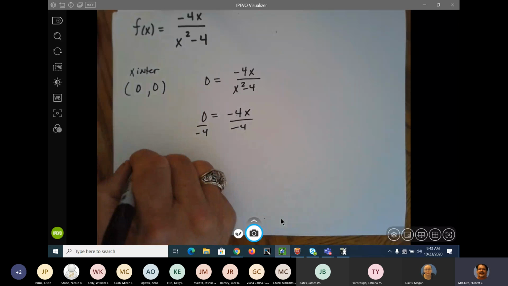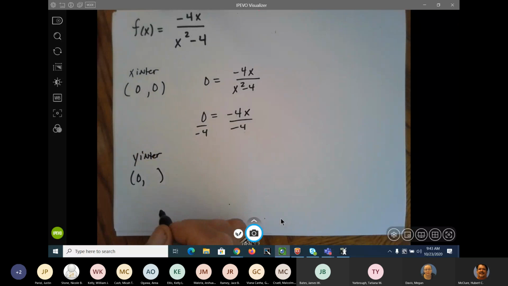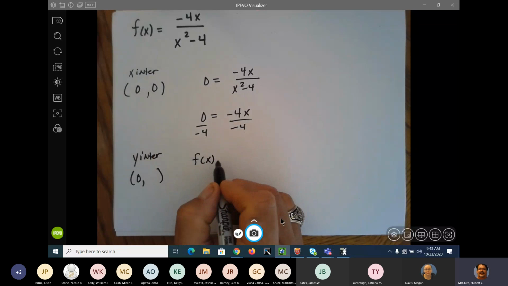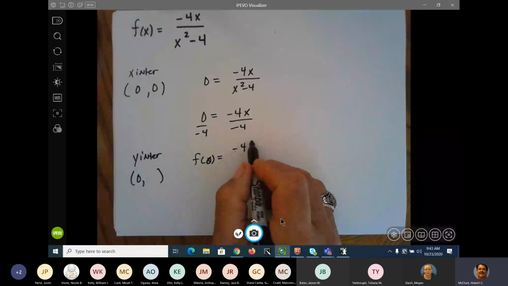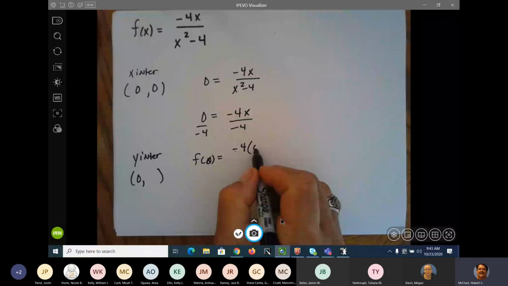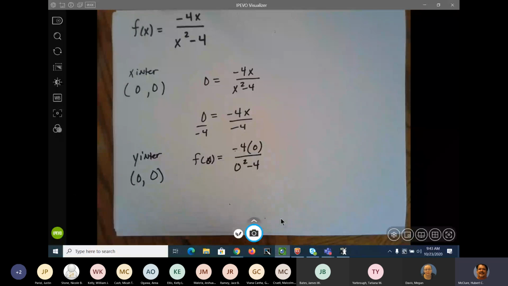Y-intercept. Plug in 0 for x. That's going to give us f of 0 is equal to negative 4 times 0 over 0 squared minus 4, and that's going to give us 0 again. So we know that this function is going to be revolving around the origin. So let's go ahead and find our vertical asymptote.